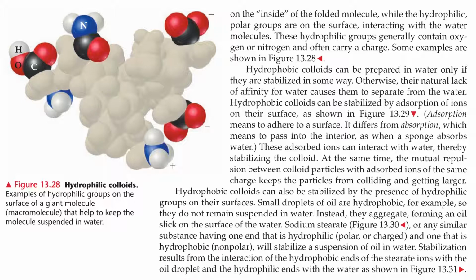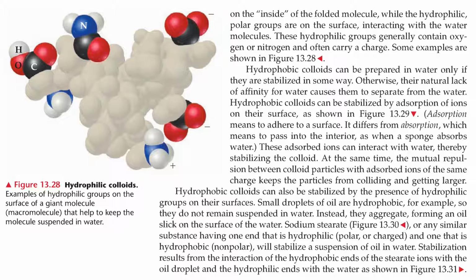Hydrophobic colloids can be prepared in water only if they are stabilized in some way. Otherwise, their natural lack of affinity for water causes them to separate from the water. Hydrophobic colloids can be stabilized by adsorption of ions on their surface, as shown in Figure 13.29. Adsorption means to adhere to a surface. It differs from absorption, which means to pass into the interior, as when a sponge absorbs water. These adsorbed ions can interact with water, thereby stabilizing the colloid. At the same time, the mutual repulsion between the colloid particles with adsorbed ions of the same charge keeps particles from colliding and getting larger.